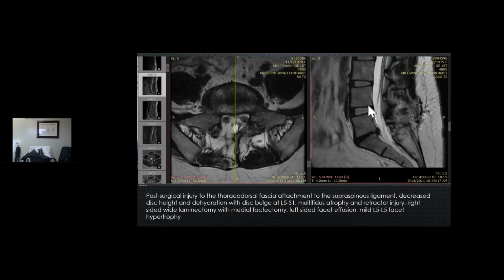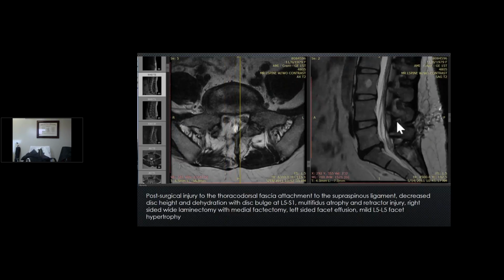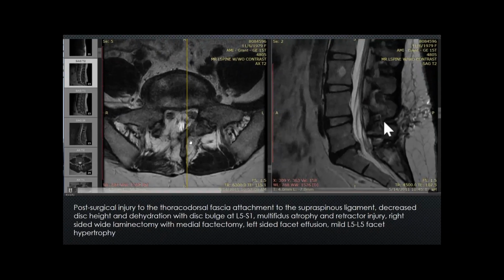So if you look here on this sagittal, you can notice some other strange things going on back here. You can see the supraspinous interspinous ligament here normal, normally dark. There's a little bit of decreased signal here in the interspinous ligament higher up, but down here it looks like a bomb went off. This is surgical injury here, and what's really fascinating is that we notice something back here that doesn't look so great.